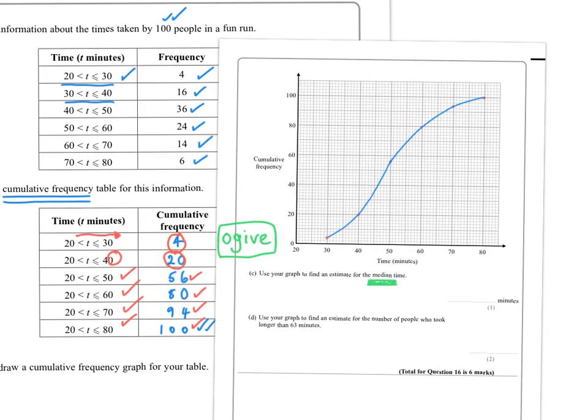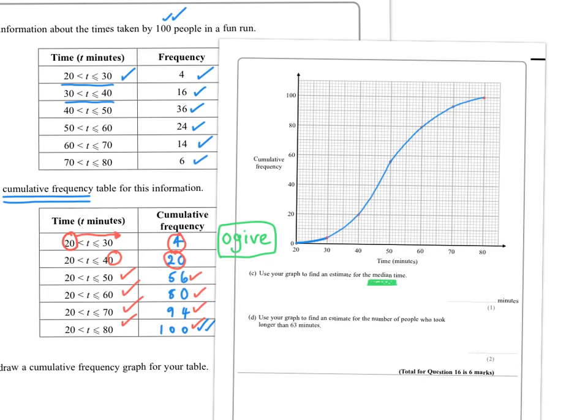Just looking at the question, and cumulative frequency is definitely not my strength, I have to say. I'm just thinking, as you can't actually be 20 minutes here, I would say there'd be nobody at 20, so I'd probably join that one through here. So that's that finished. Use your graph to find an estimate for the median time.